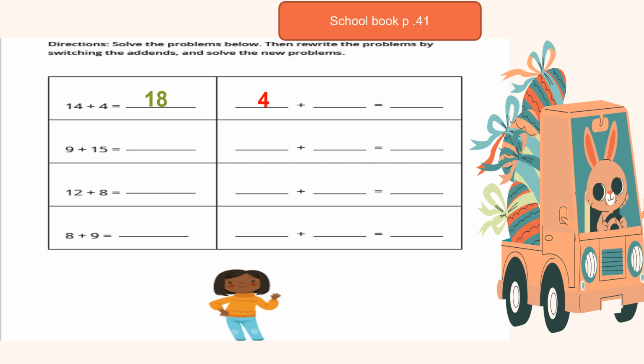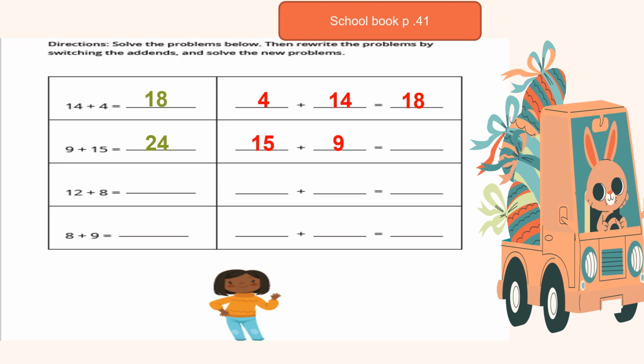Problem number 2, 9 plus 15. After 15: 16, 17, 18, 19, 20, 21, 22, 23, 24. So, 9 plus 15 equals 24. Let's switch our addends. 15 plus 9 equals, yes, 24.